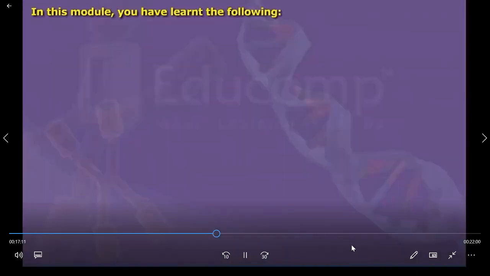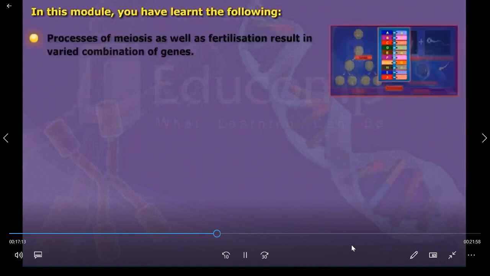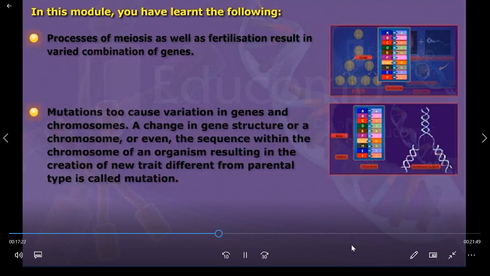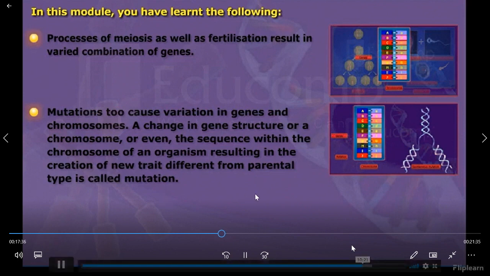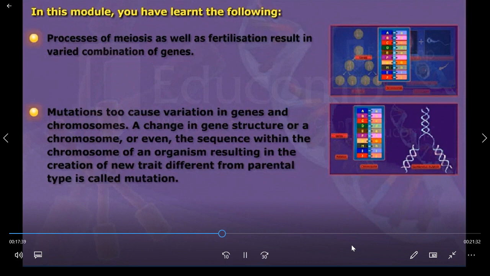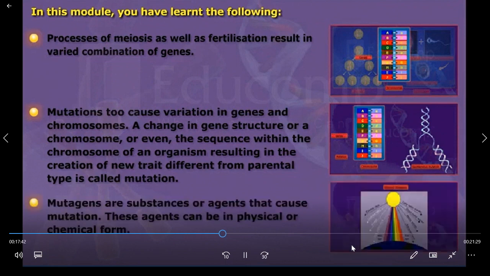In this module, you have learnt the following. The processes of meiosis as well as fertilization result in varied combination of genes. Mutations, too, cause variation in genes and chromosomes. A change in the gene structure or a chromosome, or even the sequence within the chromosome of an organism, resulting in the creation of a new trait different from the parental type, is called mutation. Mutagens are substances or agents that cause mutation. These agents can be in physical or chemical form.